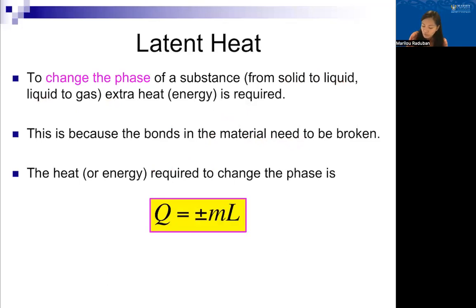And so we can also have this heat being related to the phase change, and that's given by this equation. Q is equal to plus minus mL. So Q, again, is the amount of heat. But this time, instead of the amount of heat that will cause a change in temperature, it will be the amount of heat that will cause a phase change.